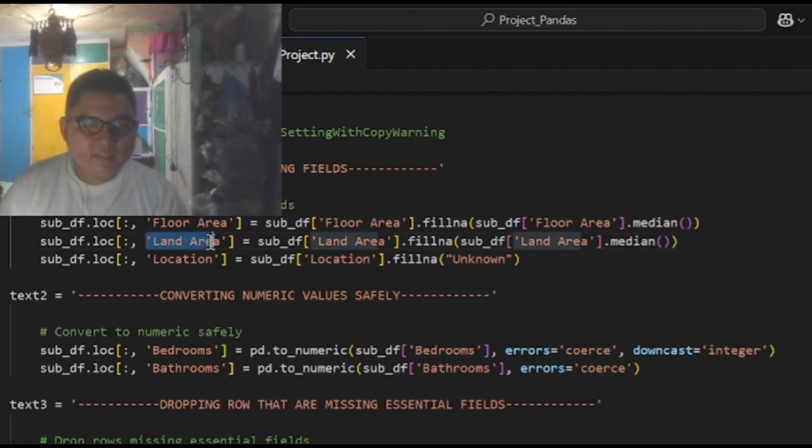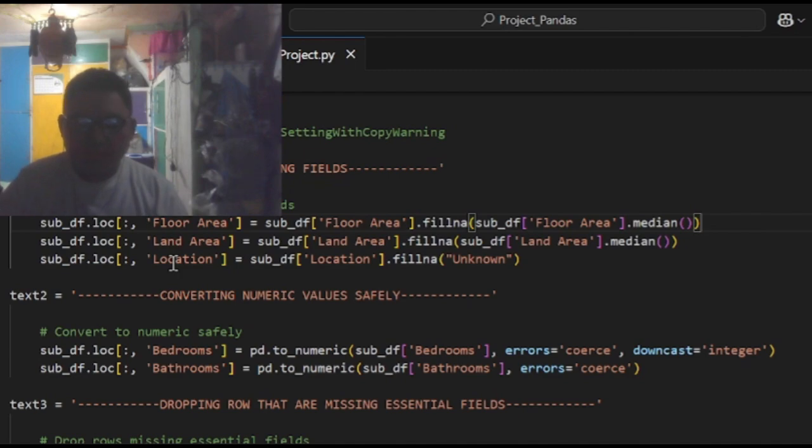We do the same thing here for the land area column. Then for the location column, which is not a number but text, we replace the missing values with a string called unknown. This way, we're still keeping the data, but also making it clear that we don't originally have the value of its data.